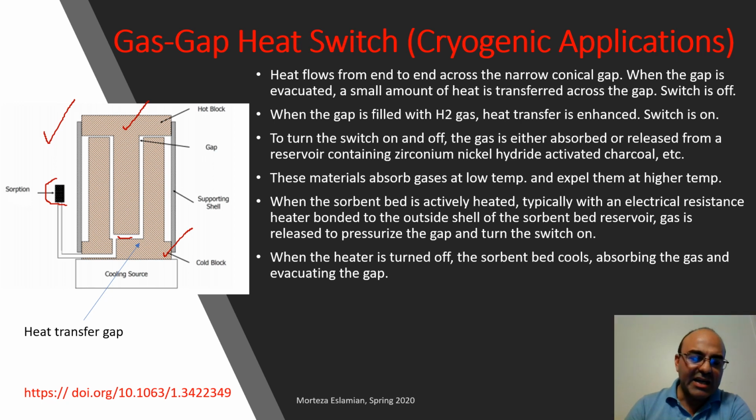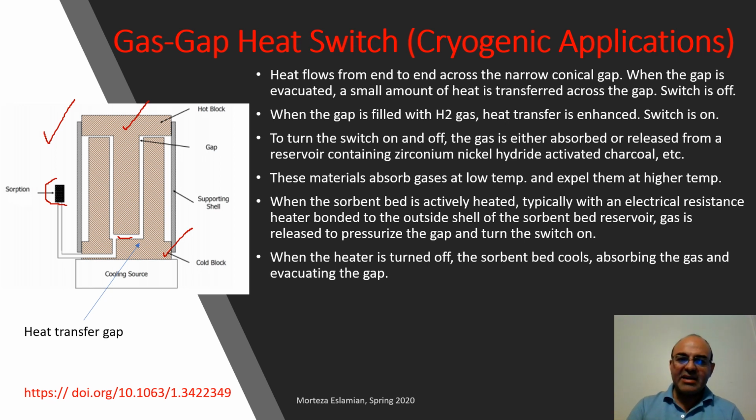So how do we activate that, how do we actually send a signal to activate this? This is done by this process. The materials absorb gases at low temperature and expel them at higher temperature. Therefore, if the reservoir here is at a higher temperature, it will expel gas, but if the temperature is low, it will absorb the gas back, and the hydrogen will be going back to this reservoir.